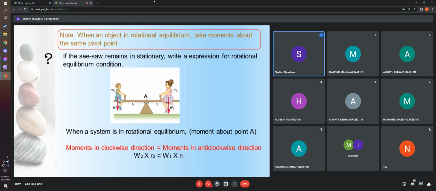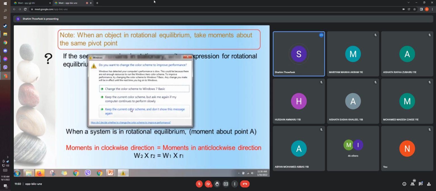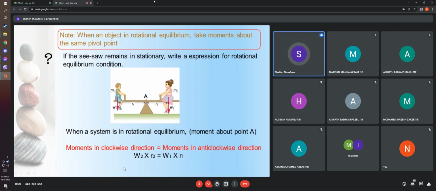Now apply the principle. When a system is in rotational equilibrium, now I am taking moments about point A. Moments in clockwise direction. What are the moments in clockwise direction? Only one force makes the moment about point A in clockwise direction. If there are other forces making clockwise moments, we have to sum them up. So in this example, W2 into R2.